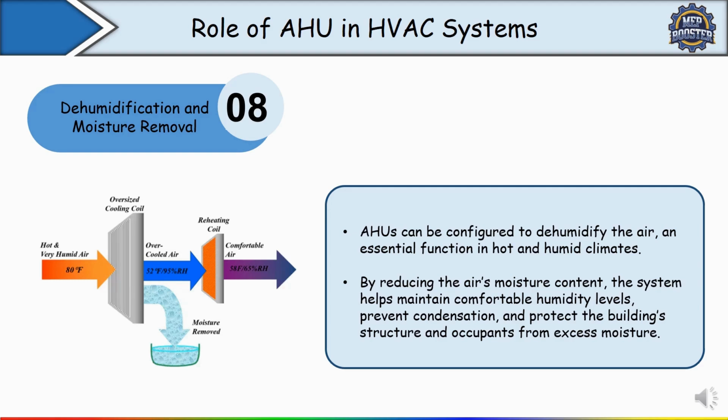And it also exhausts stale or contaminated air from spaces like restrooms, kitchens, and laboratories. For example, in a hotel generally what happens, the AHU dehumidifies air in humid regions to prevent rooms from feeling clammy or damp. The AHU in the kitchen exhausts hot greasy air while replacing it with conditioned filtered air to maintain a healthy environment for staff. Okay, so this is the role of AHU.